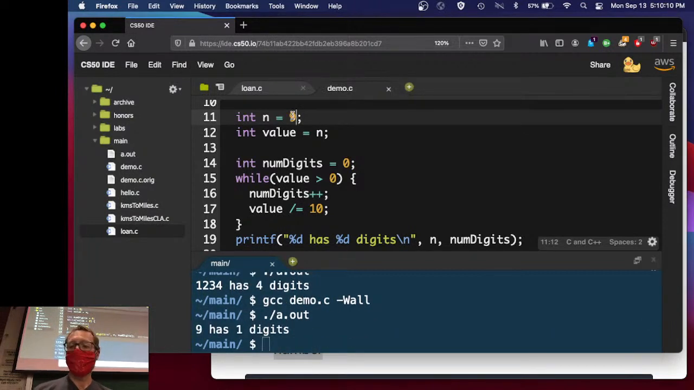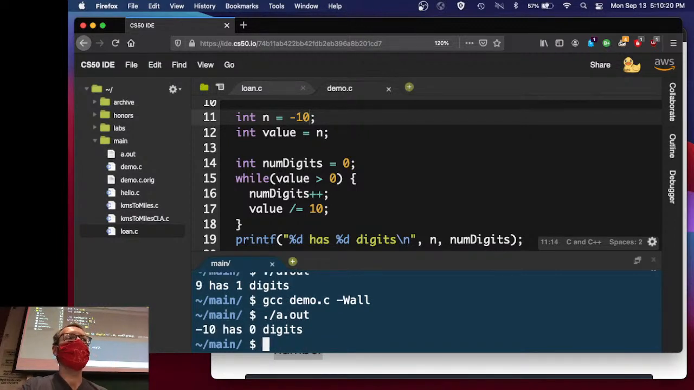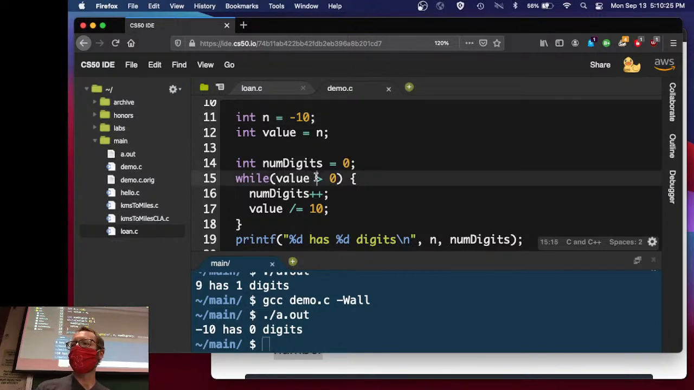What else? Negative numbers? Negative 10. Okay. Let's find out what happens now. What's going to happen? 0 digits. Yeah, what's wrong? It's because negative numbers are below 0. Negative numbers are below 0 already. So does this loop execute? Nope. So how can I account for this?